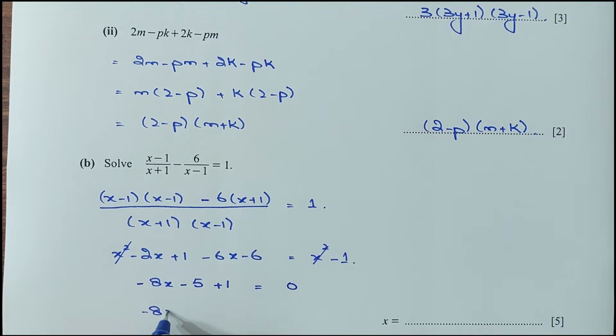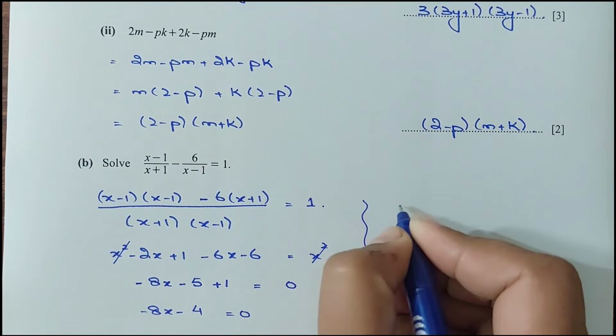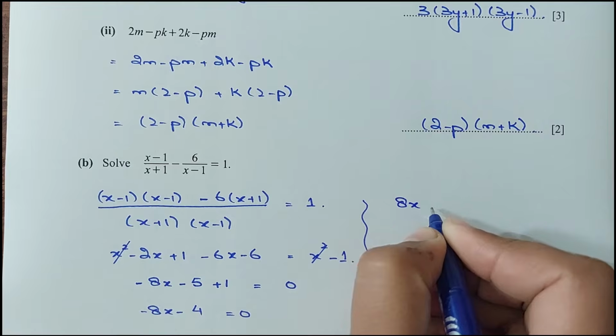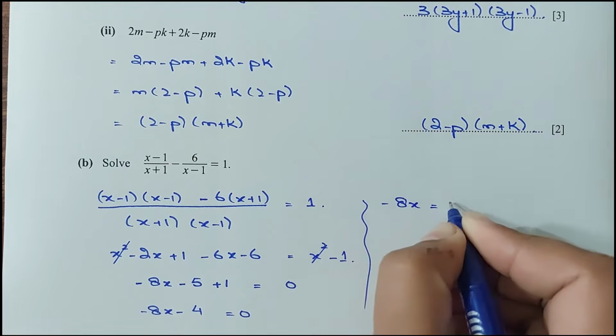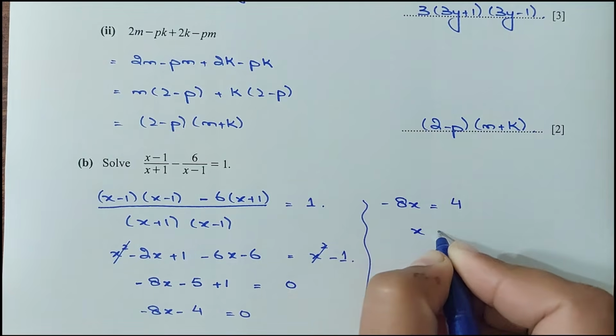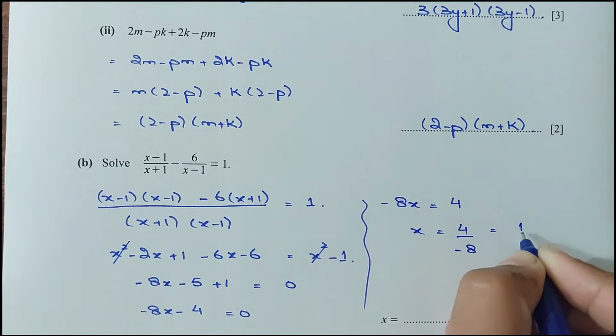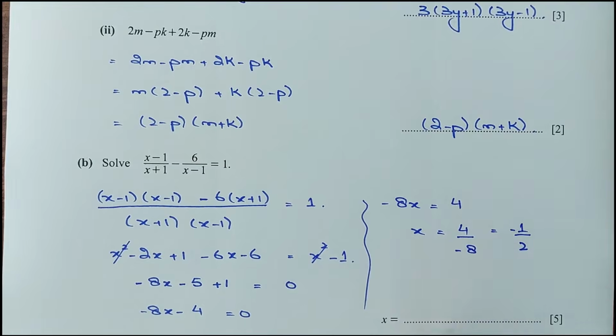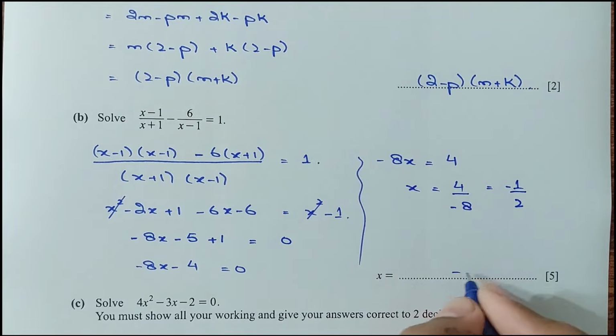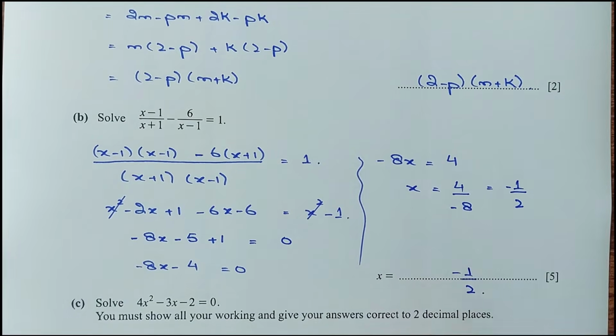So minus 8x minus 4 equals 0. And from here we have negative 8x equals 4. x should be equal to 4 over minus 8. So this is negative 1 by 2. So x value is minus 1 by 2, right?